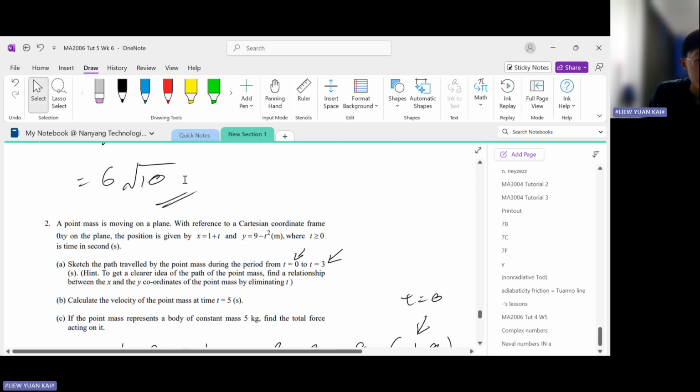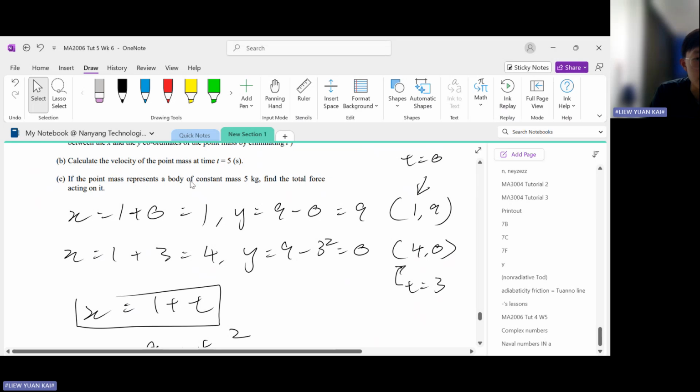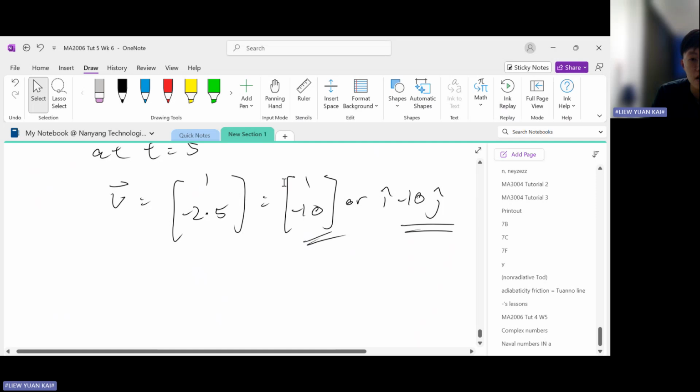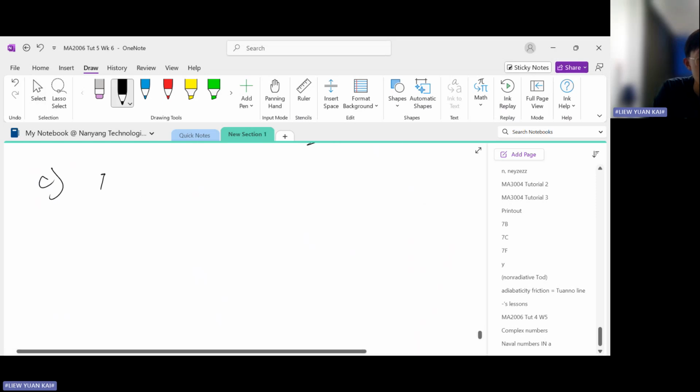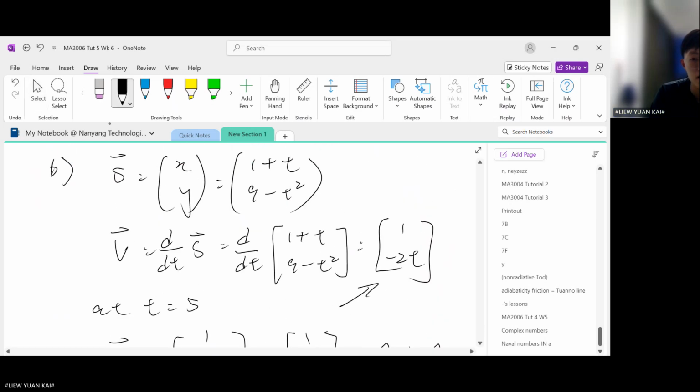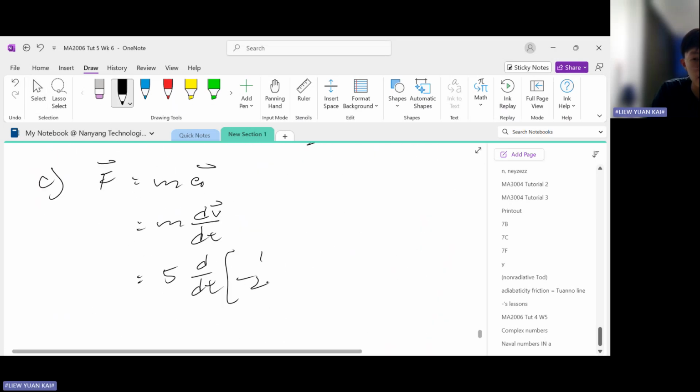Lastly, what did they ask? If the point mass represents a body of constant mass 5 kg, find the total force. So we need Newton's second law. Newton's second law states that F is equal to ma, where a is the acceleration. Acceleration means dv/dt. Now you need to differentiate the velocity with respect to time. So this is 5, and then you take your velocity vector that you derived, this one. So you need to do a time derivative of this.